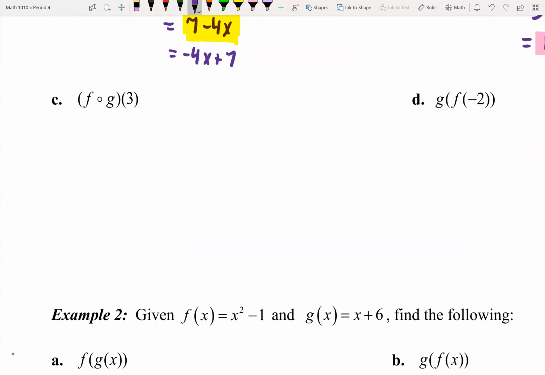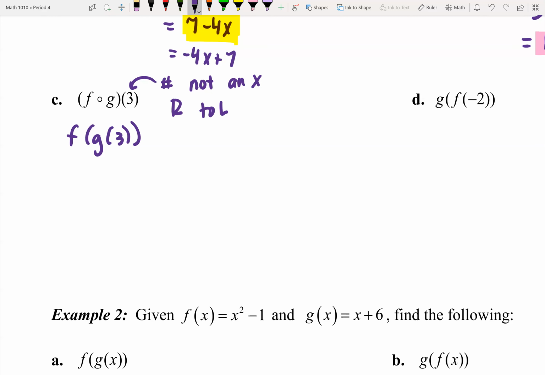So question C is different though, because now look what we've got. Everybody draw an arrow right there. You have a number and not an x. So you're going to do this differently. If it's a number, you're going to go from right to left like that. So you're going to go the backwards order, okay? Okay, so everybody write like this. F of g of 3.